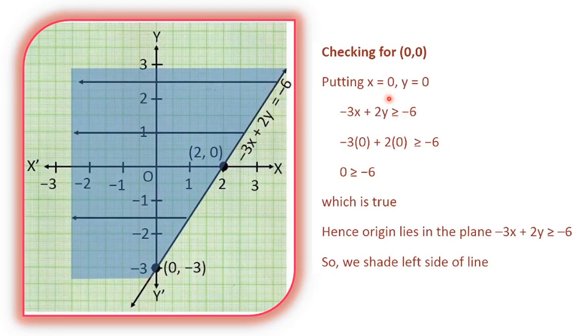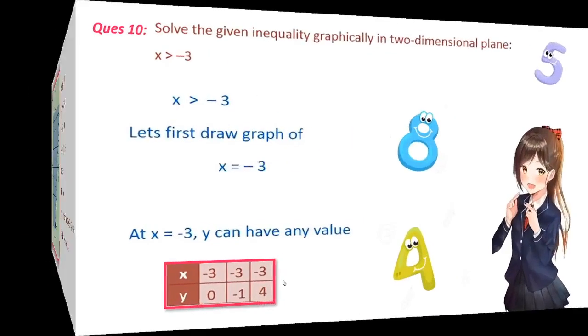Now put the values of x and y as 0, 0. So 0 is greater than or equal to minus 6, which is again true, right? So where 0, 0 lies is the required region and the other side is not the required region.